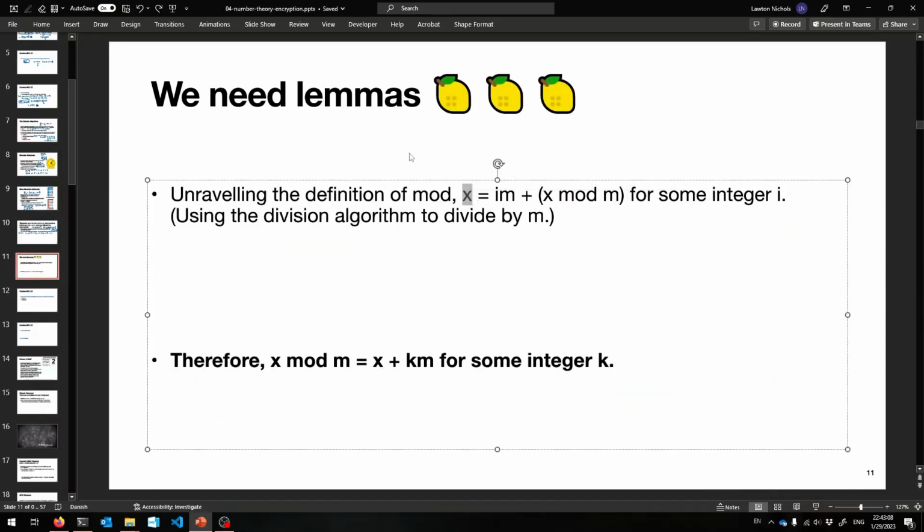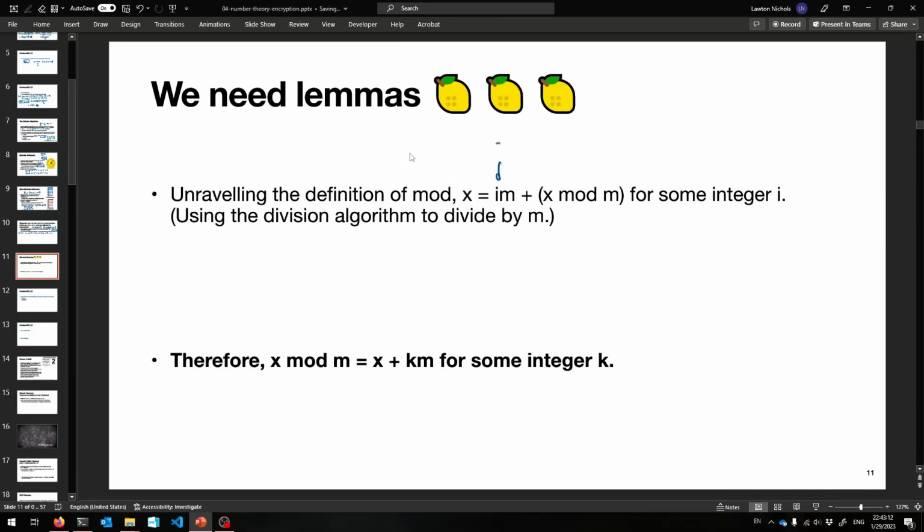Here's the number you have. You're trying to divide it by m, right? So you have some integer multiple of m. There's your q, I is q. And then you have some integer multiple of m plus your remainder left over, right? Every time you take the mod by m, every time you divide some x by the number m, you have some integer times m plus your remainder that all adds up to x by the division algorithm. You're trying to divide your number x by m. I've just renamed some things.